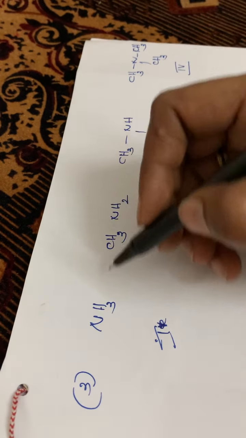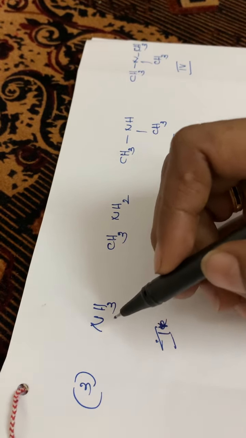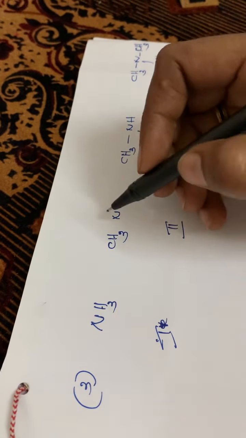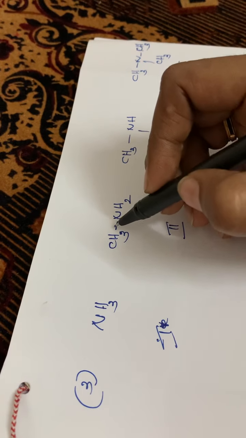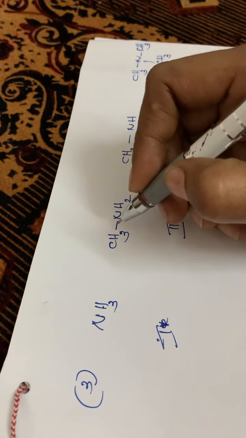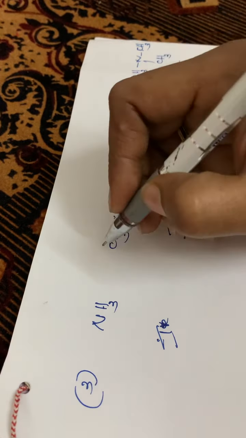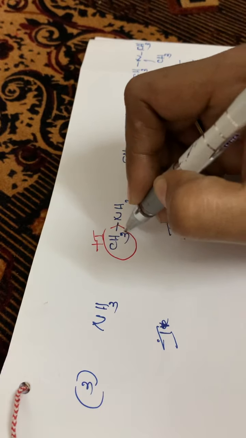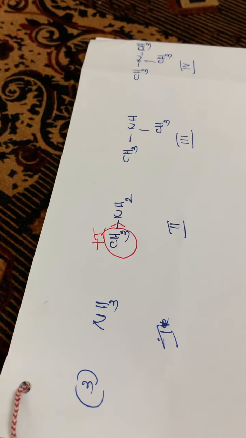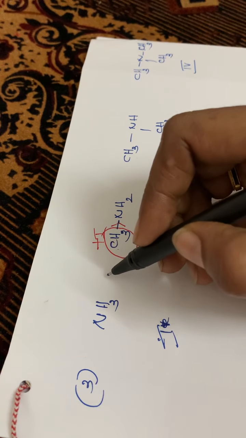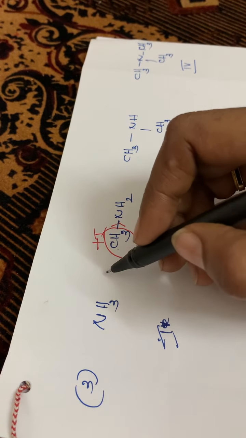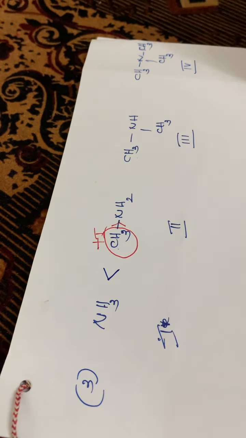In the first case, only ammonia, no plus I effect groups are there. In the second case, one CH3 group is there. The CH3 group will be pulling electrons towards the nitrogen atom, which means this methyl group has a plus I effect. Comparing these two, methylamine will be more basic than ammonia, isn't it? So ammonia is less basic than methylamine.